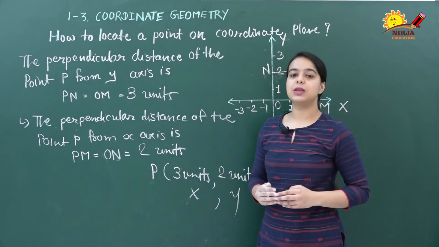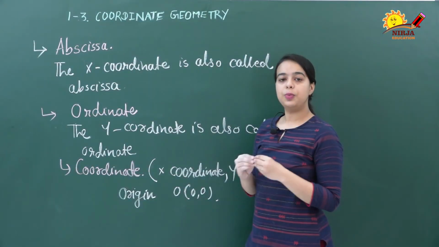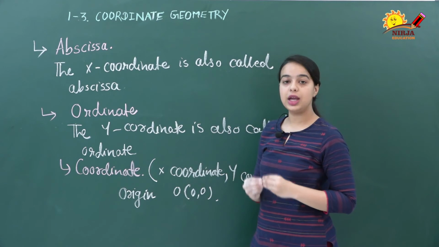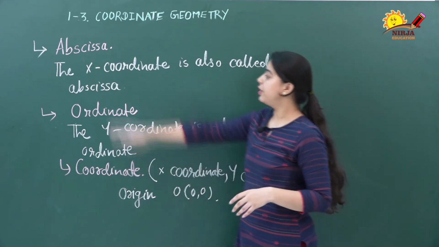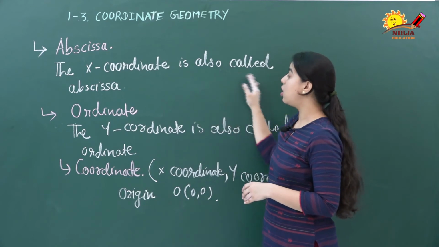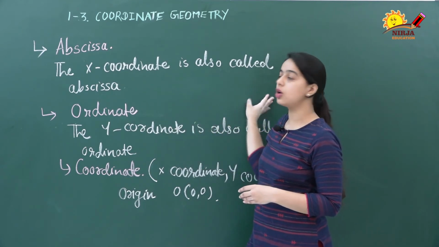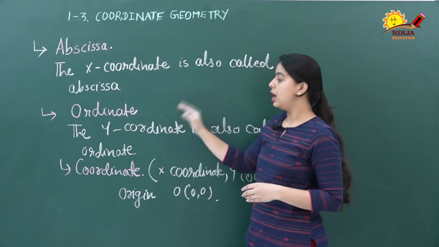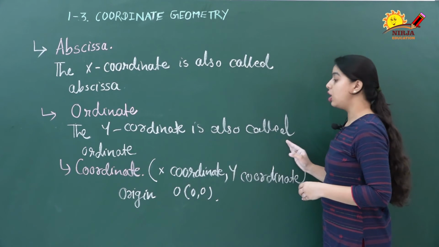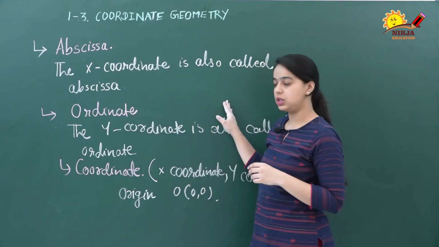Now let's see by some examples how actually this works. So before moving further in this chapter, let's have a clear idea about some terms. First one is abscissa. The x coordinate is also called abscissa. That means our x coordinate we can also call abscissa. Next one is ordinate. The y coordinate is also called ordinate. The y coordinate we can also call ordinate.